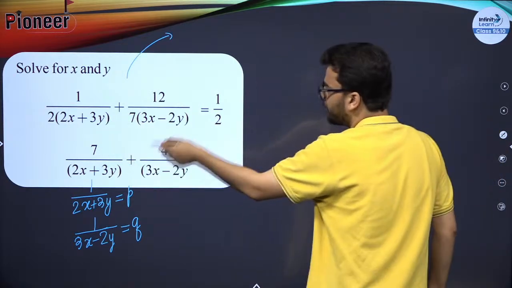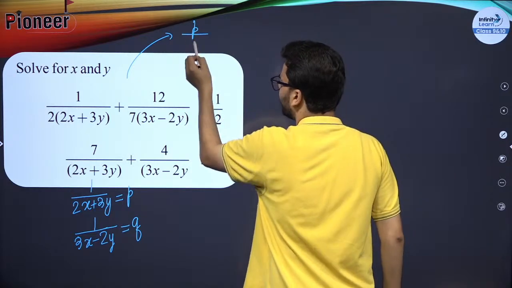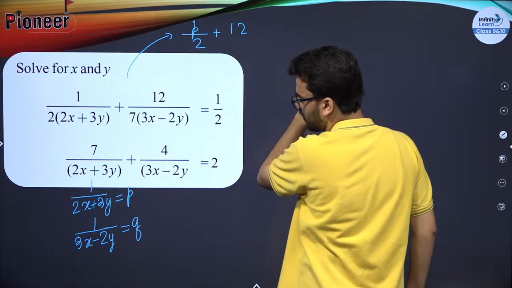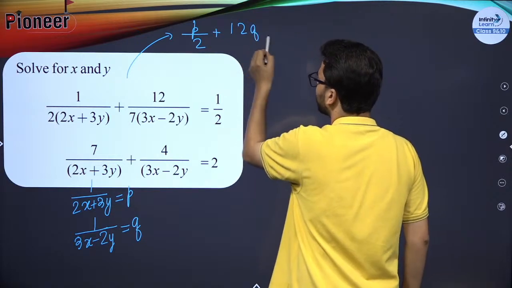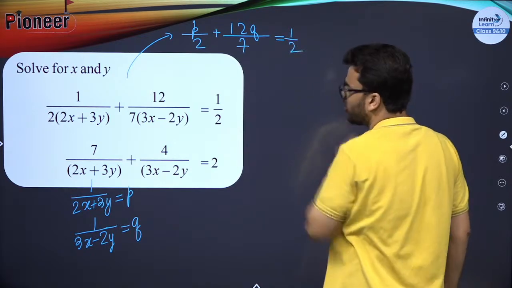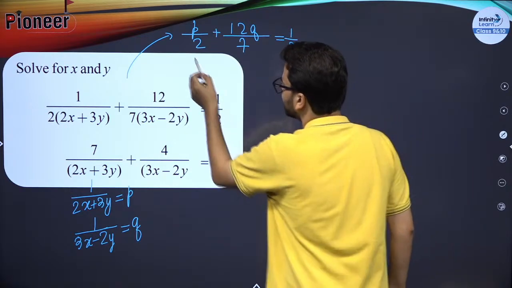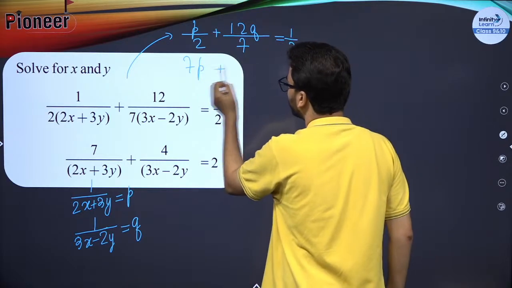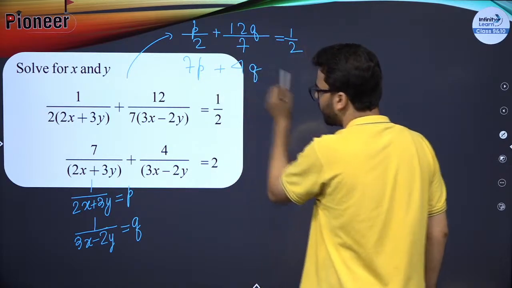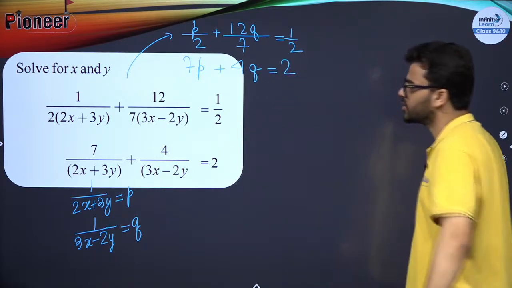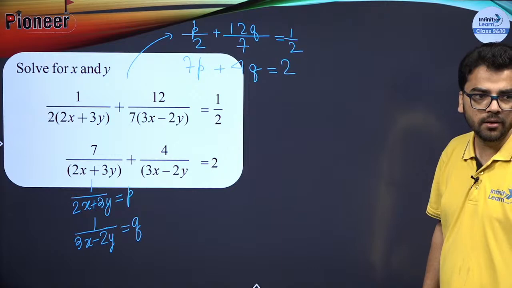So I'll get p by 2 plus 12q by 7 over here, and that is equal to 1 by 2. And over here we have got what, guys? 7p plus 4q over here, and that is equal to 2. These are pair of linear equations now, correct?